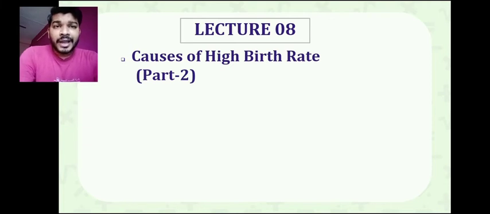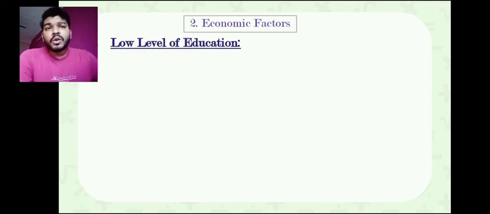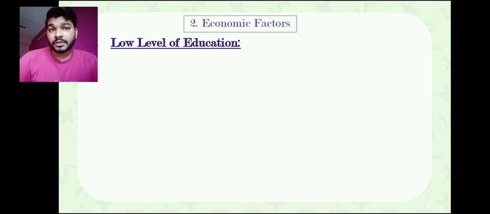So let's quickly start with economic factors, where our first point talks about low level of education. Now what is low level of education? It means insufficient education. Why is there an insufficient education system in India? It is talking about the females who have a low level of education. This low level of education is not defining the entire male and female population, but as we are learning about high population and high birth rate, this low level of education is related to the female.